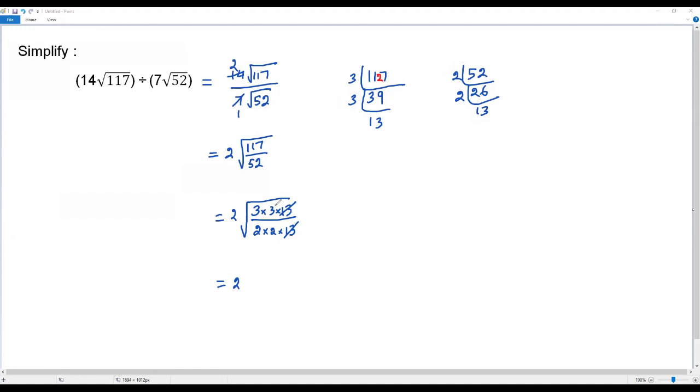As I said earlier, for every two same numbers multiplied inside the square root, one number can be taken out. So in the numerator, for these two 3's, one 3 can be taken out. In the denominator, for these two 2's, one 2 can be taken out of the square root. And this 2 will cancel out. Finally, I'm getting 3. So 3 is the simplification of the given numerical expression. Okay, we can move to the next problem.